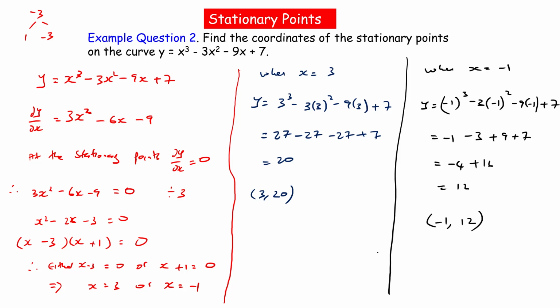So our stationary points are at 3, 20 and minus 1, 12. Okay, so we've got two stationary points. We solved the quadratic derivative to get our two x's, and then we put them back in the original equation to find y. Hit pause. Copy the example down. When you're ready, hit play again.